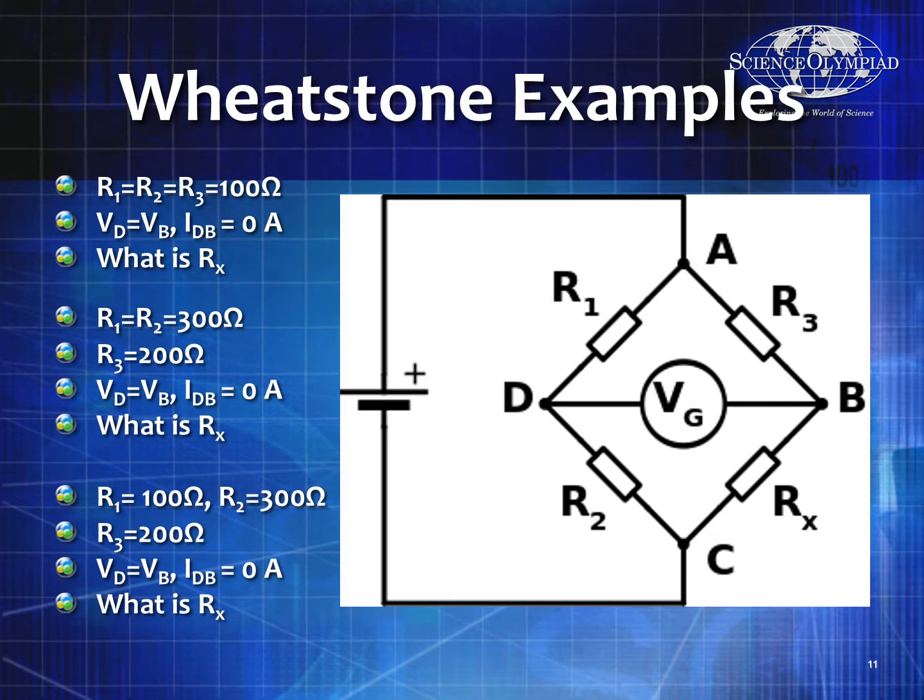Okay, now we've got a little bit more difficult of a problem. Okay, R1 and R2 now are 100 and 300 ohms, and R3 is 200 ohms. Okay, it's balanced, so therefore Rx would be, I almost made a mistake, 600 ohms. And the reason why you can tell that is that the ratio is always going to be the same.